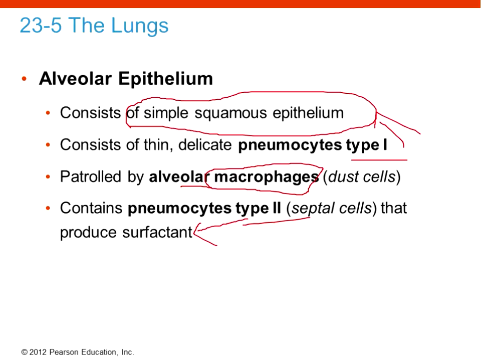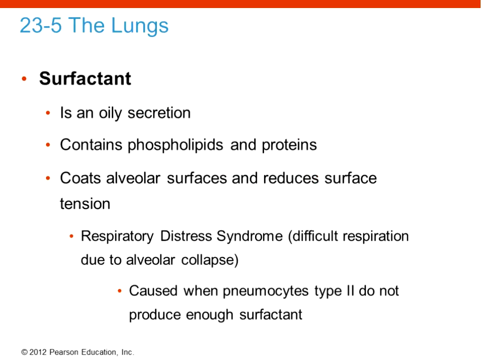Because this is an easy way for debris and other types of pathogens to work their way down to this area. So you get defense and control by these alveolar macrophages down to this region. Okay? So, as I said, you have these two different types of cells.